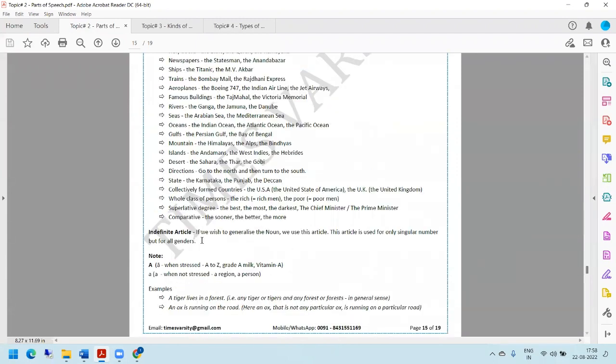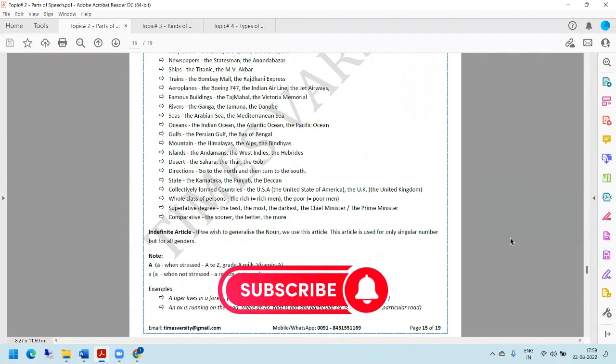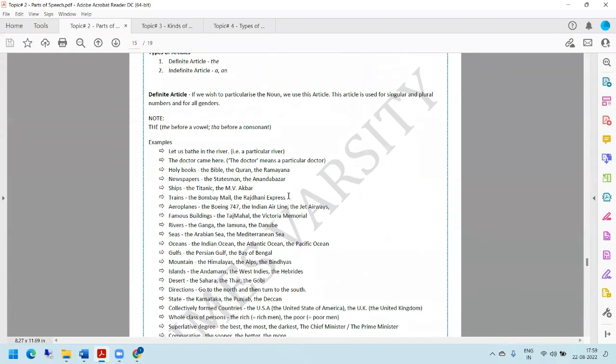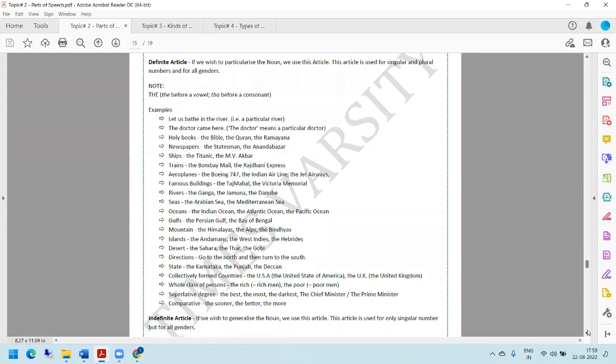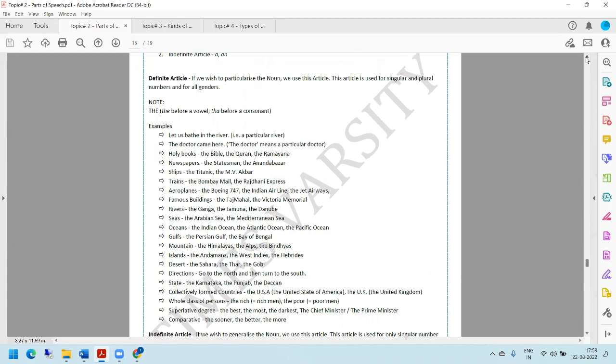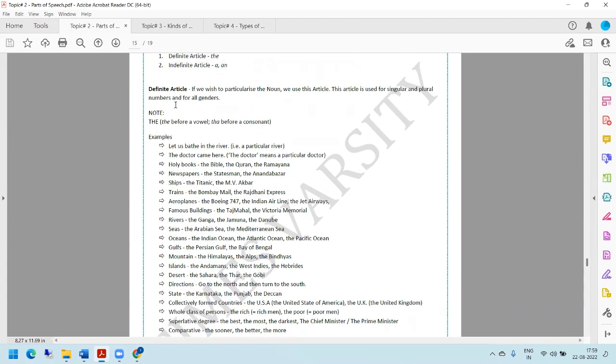indefinite article, if we wish to generalize the noun, so in the first case, it was to particularize the noun. If we are talking about a particular noun, then "the" is used. However, if we wish to generalize the noun, meaning generally, if we are not talking about a particular noun, any general noun, we use this article, the indefinite article. This article is used for only singular, but for all genders. The is used for singular and plurals and for all genders.